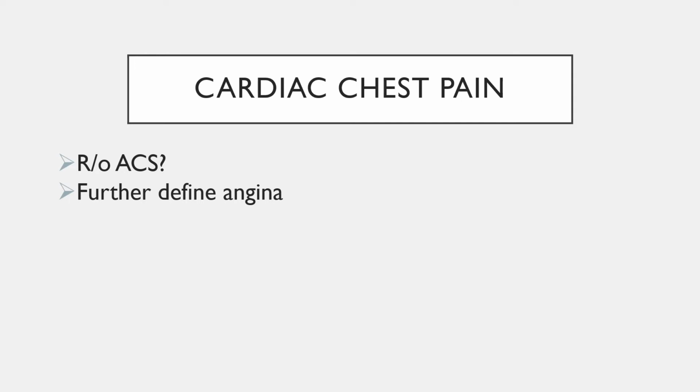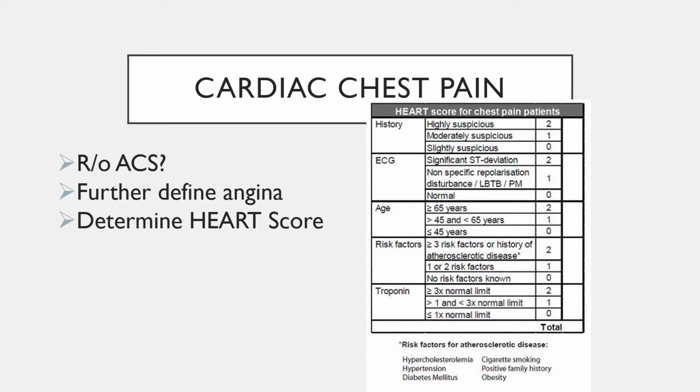After ACS is ruled out and angina is further described, you should make sure that the HEART score has been calculated to determine if the chest pain should be evaluated inpatient or if it's safe to discharge the patient for outpatient workup. After this, you should get serial troponins, which are typically done at 0, 3, and 6 hours.